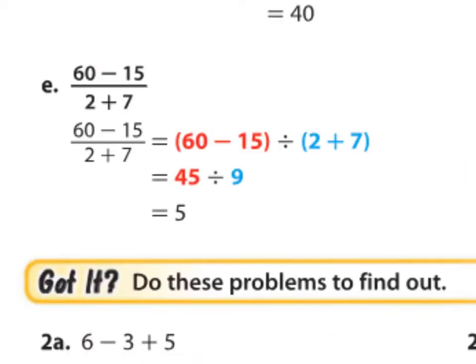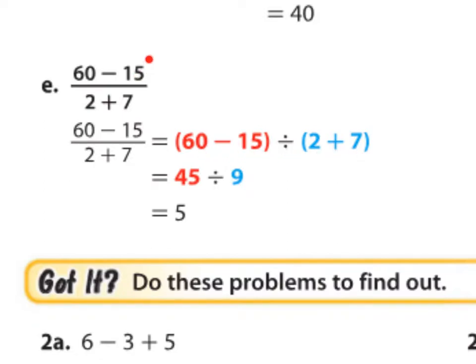And now we have for E, 60 minus 15 over 2 plus 7. You're probably wondering what we have to do first here because we have division. What you can do is rewrite the expression so that it's not looking like a ratio or a fraction. So we write it the long way.